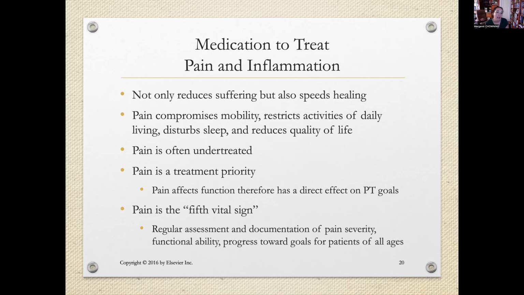Okay. So pain is a treatment priority. Pain affects function, therefore it has a direct effect on PT goals. Pain is considered, according to your book, the fifth vital sign. So regular assessment and documentation of pain severity, functional ability, and progress towards goals for patients of all ages is important. In other words, we are documenting what they are telling us their pain levels are.